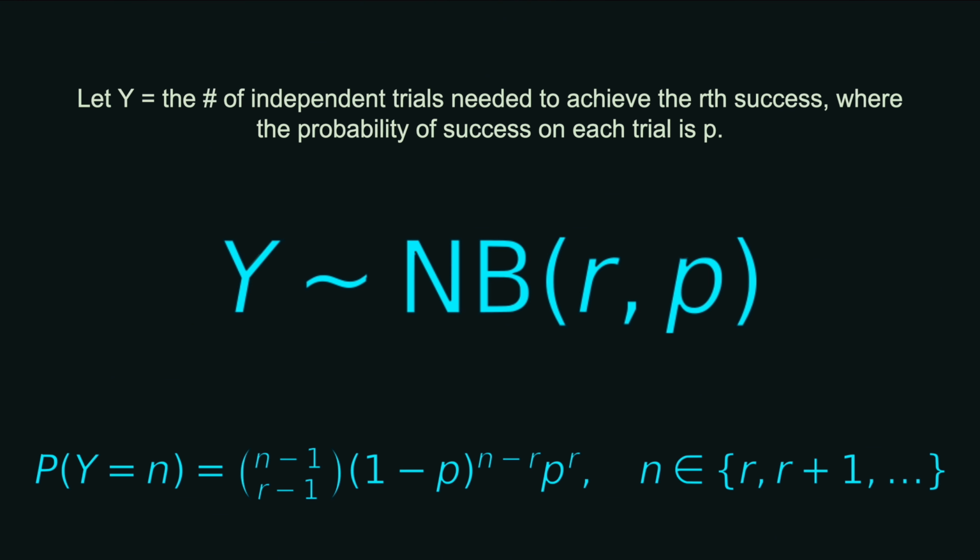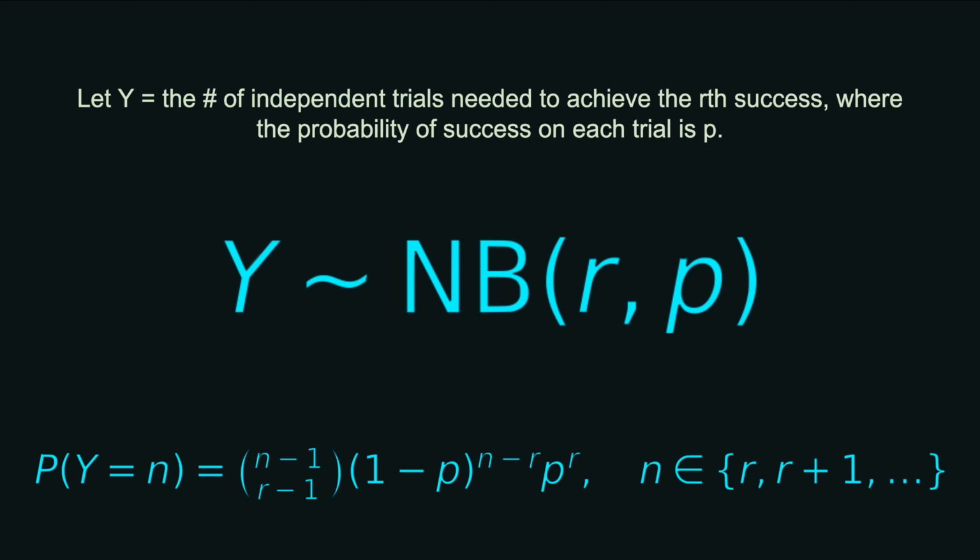Alright, let's compute the expected value of a negative binomial random variable. The negative binomial distribution models situations, such as a sequence of coin flips, where we're interested in knowing, say, when you get the third head.